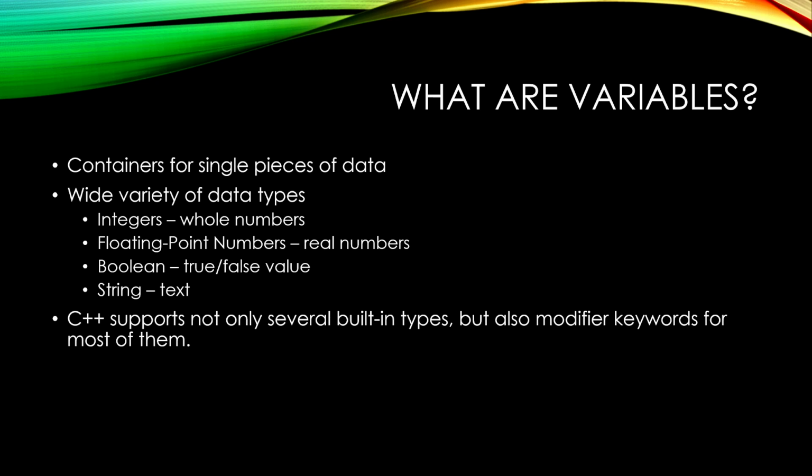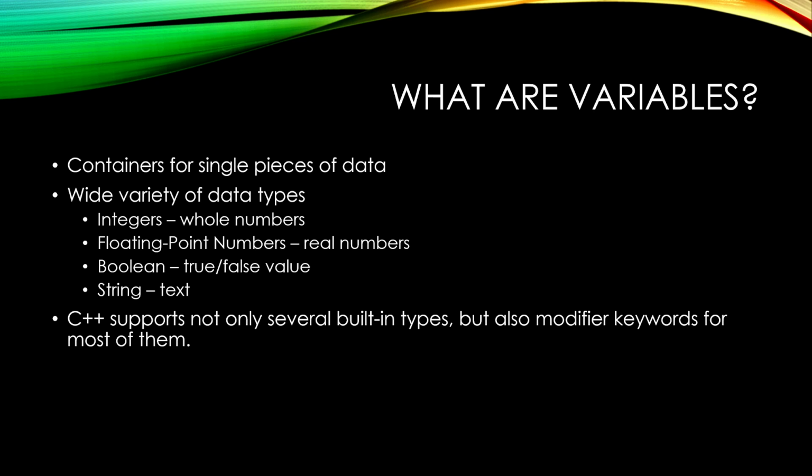So, remember that a variable is a container for a single piece of data. There's a wide variety of data types. A lot of these will be very familiar to you from Python, and then there's going to be some new ones. So we have integers, which represent whole numbers. Floating point numbers represent any sort of real number. So it could be a whole number. It could be a rational number like 2.5. It could be an irrational number such as pi. You also have booleans, which are your true-false values, and strings, which represent text.